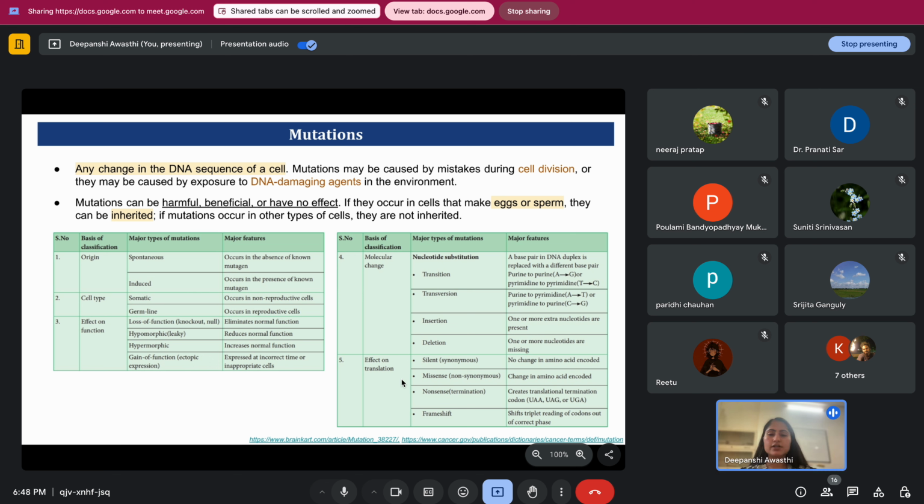And then comes effect on translation. On the basis of effect on translation, mutations can be categorized as silent mutations. Silent mutations are also referred to as synonymous, which means there are changes in the DNA sequence, but that change is not visible in the protein sequence, because we know that in the codon table there are certain triplet codons which code for the same amino acids. So if the change occurs at the third position, or some other position, it will not affect the amino acid sequence being encoded. That kind of mutation is referred to as a synonymous mutation.